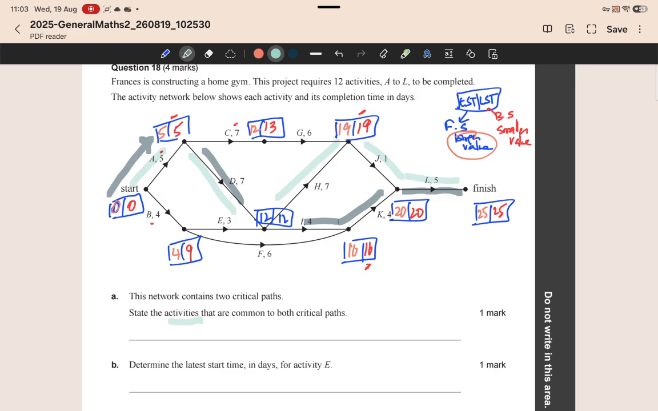And as we can see over here, they are A, they are D, they are L. A, D, and L.